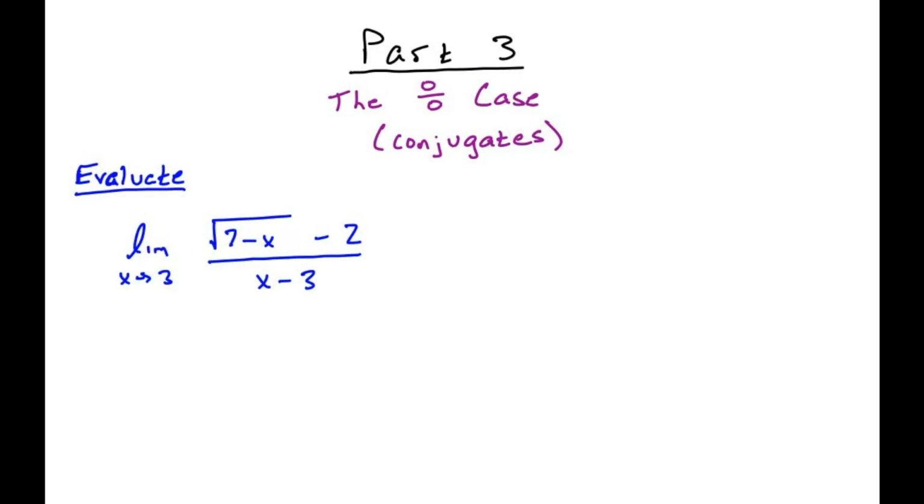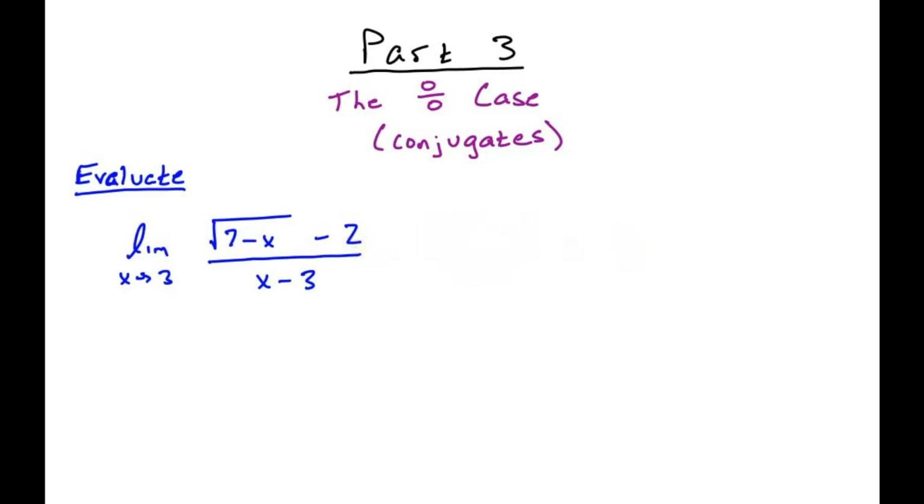As always, we're going to start by testing 3. You should never jump into anything before testing. So we plug in 3, we get the square root of 7 minus 3, that's just the square root of 4, minus 2 over 3 minus 3. And indeed, this limit does evaluate to 0 over 0, which tells us, hey, we better go back and try to fix this in some way.